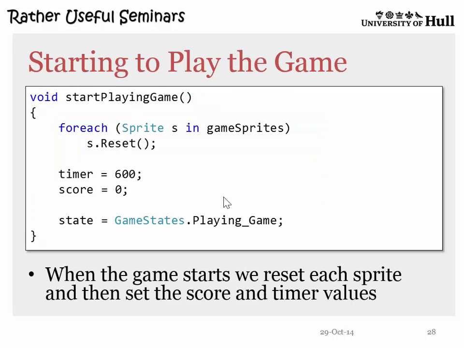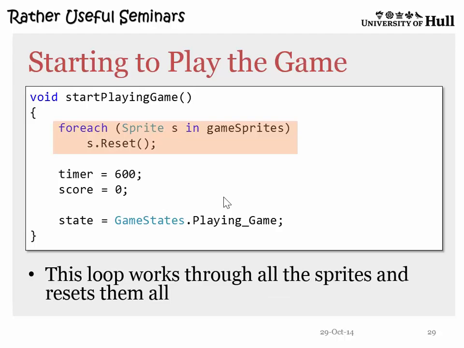So, start playing game. Well, what does that do? Well, first thing it does, it says to all the sprites, hey, it's a brand new game, reset yourselves. So all the sprites go through and set themselves up and put themselves back where they should be. Then I set my timer, which is my game timer, and my score. And I'm not particularly proud of these bits of code. Let's go through them one at a time, though.